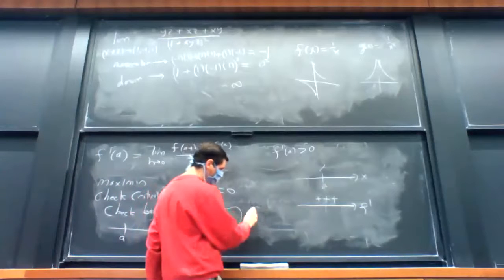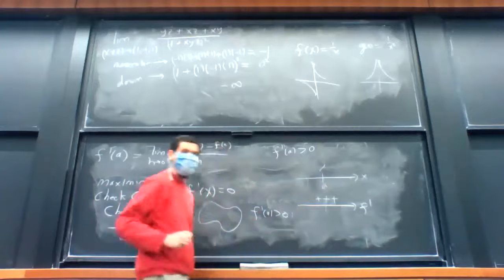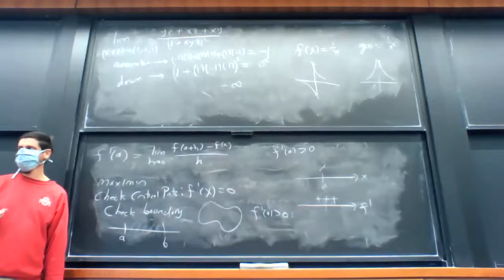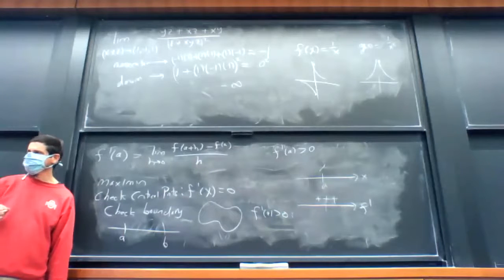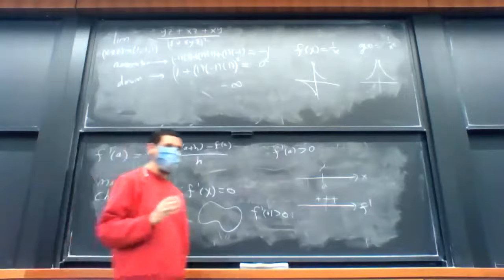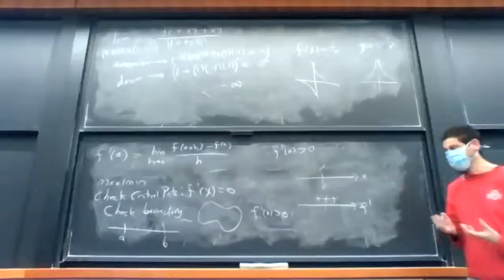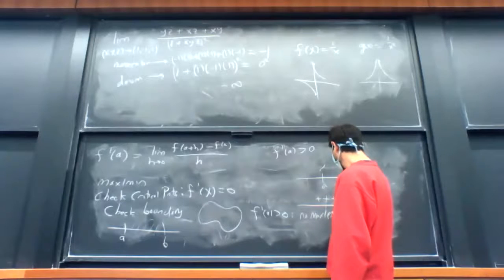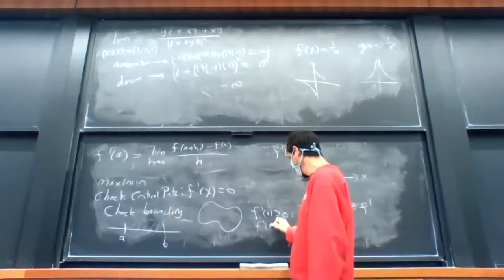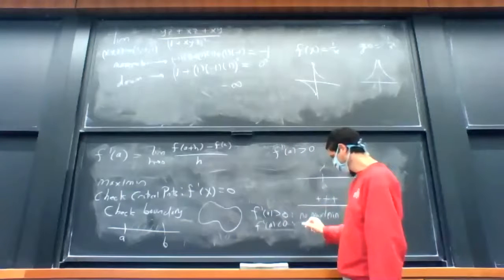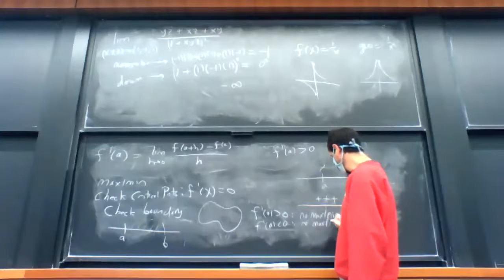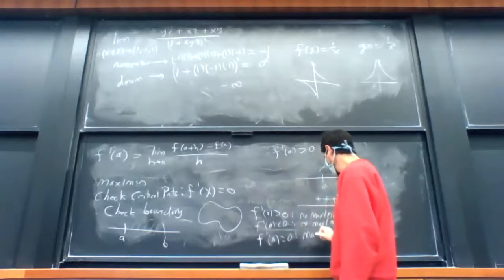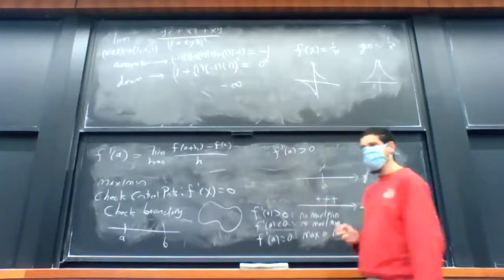So if f prime of a is greater than zero, could you be at a maximum or minimum? Well, unless you're at the endpoint, you can't be at a maximum or minimum. So we'll say no max, no min, and this is always the endpoint. What about if f prime of a is less than zero? No maximum or minimum. So if f prime of a equals zero, it's a max or a minimum. Is that correct?